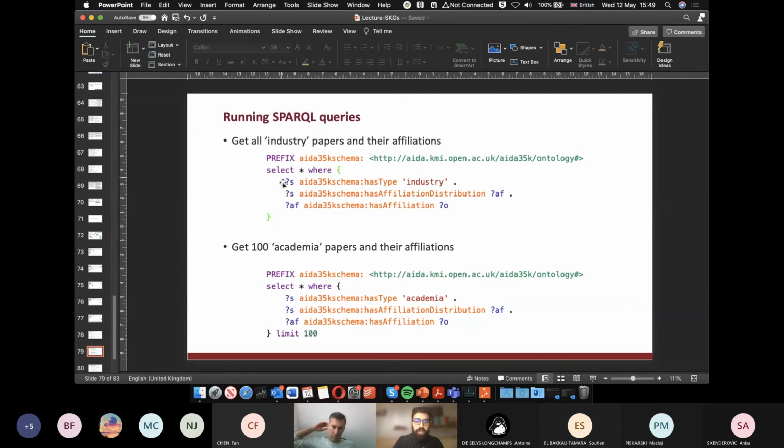How does it work? Given a subject, I extract all papers that have the type industry. Then we go into the affiliation distribution. Remember the reified object. The reified object is here, and then from the same object we get the affiliation. So this SPARQL query is going to match all the subjects and objects that fulfill this triple pattern.